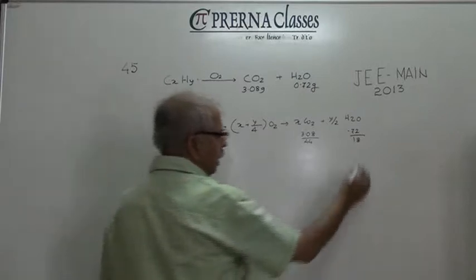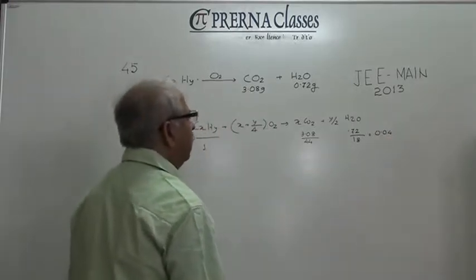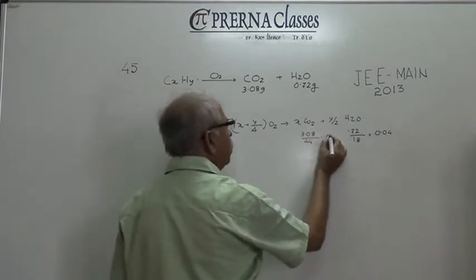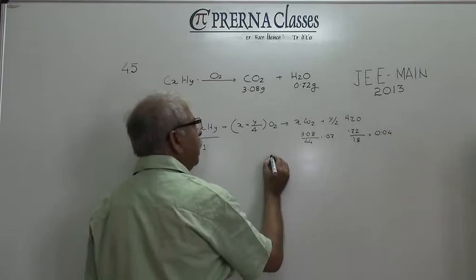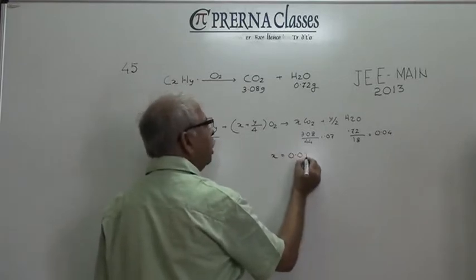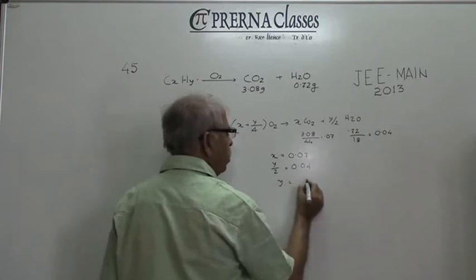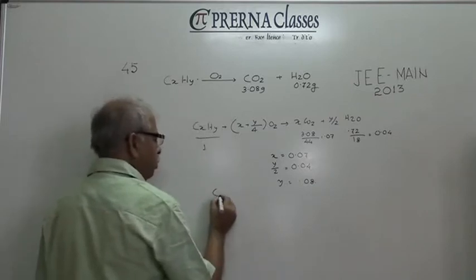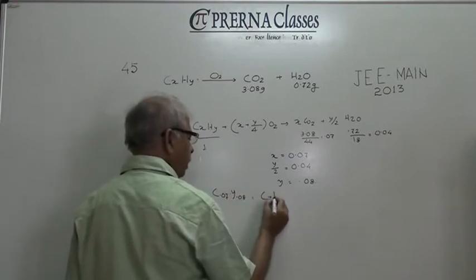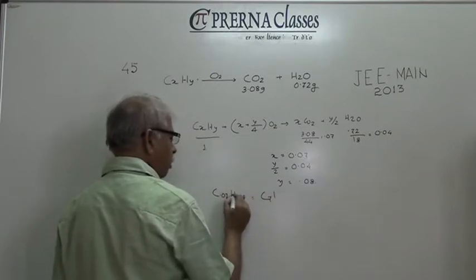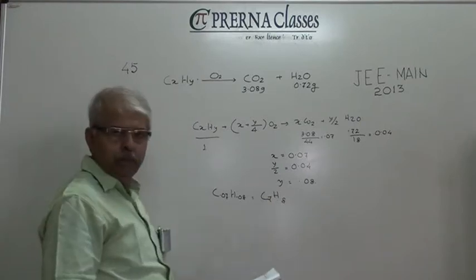That is, the number of moles of water is 0.04. And this is 0.07. So now we can say x is equal to 0.07 and y by 2 is equal to 0.04. Therefore, y is equal to 0.08. So C 0.07 and H 0.08. We can write this as C7H8, and the correct option is 4th. 4 is the correct answer.